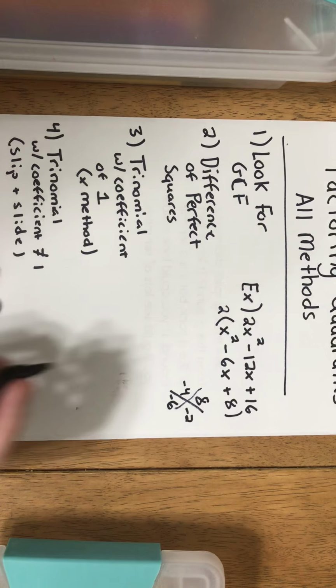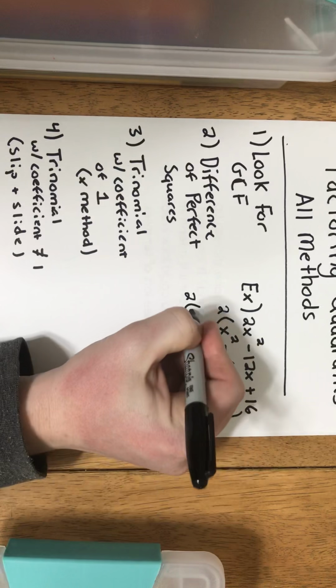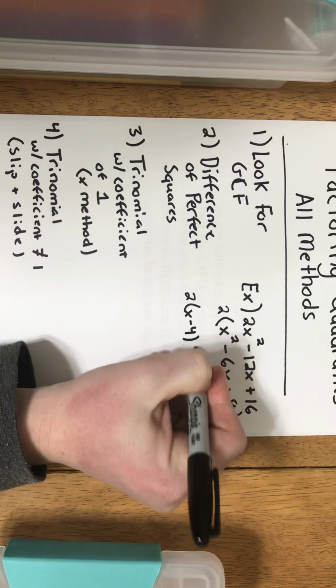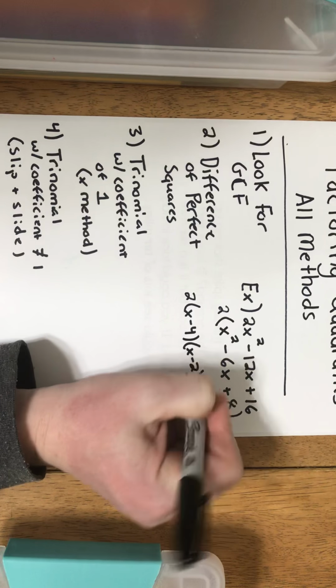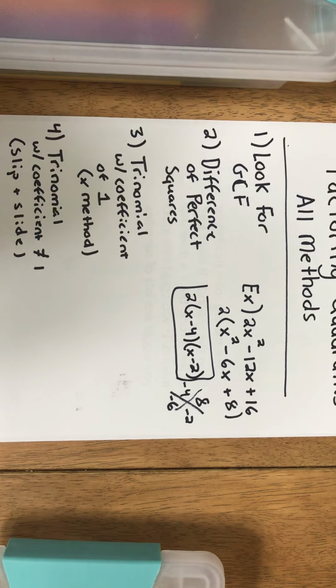So our answer here, we're going to leave this 2 outside. And we're going to have x minus 4, x minus 2. And that will end up being our final answer here.